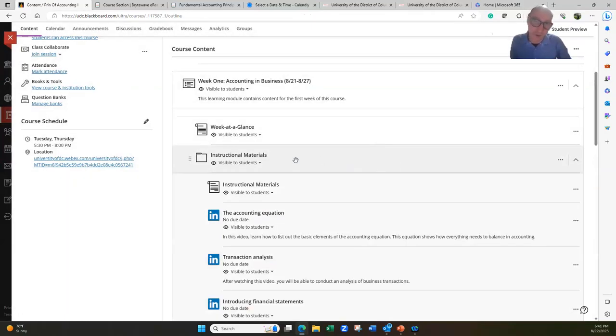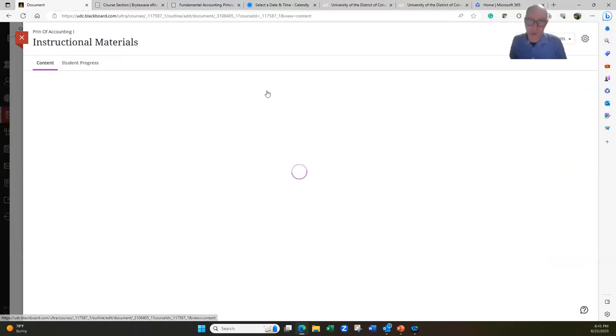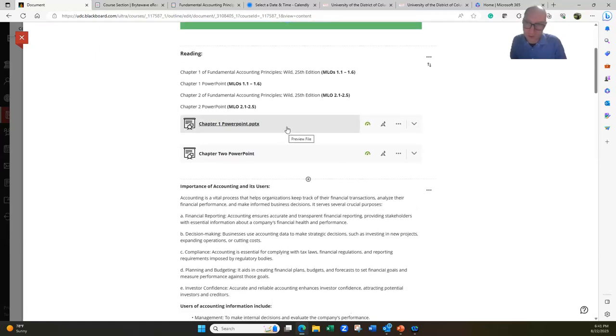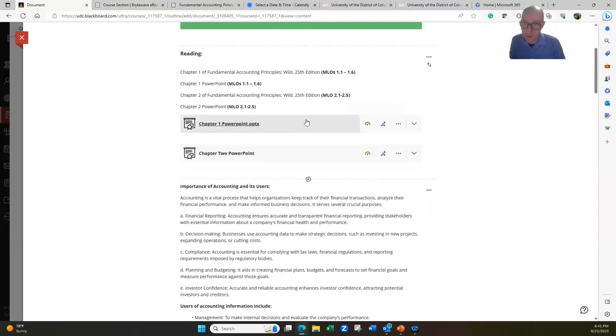Here in the instructional materials, this is where it gets important. When you click on this instructional materials link, the readings tell you what chapters you need to read by going back to your textbook, and you'll also have access to the PowerPoint presentations here. You can either open them and follow along here, or you can download them and make notes, etc. Whatever works best for you. I strongly recommend you follow along with the PowerPoint presentations.